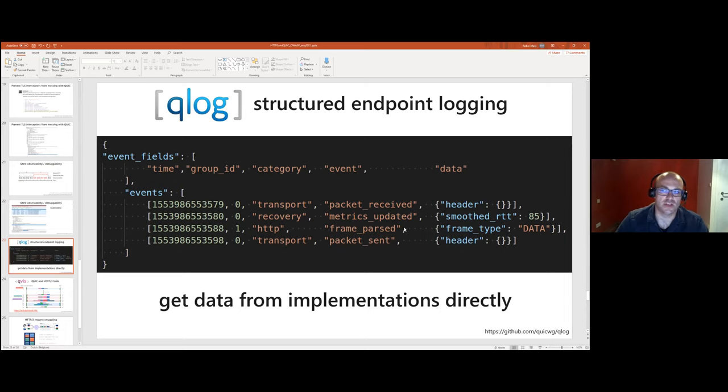So most of the big servers output this format if you configure it. All of the browsers except Chrome. And for Chrome, we have an option, a converter that goes from the internal logging format from Chrome to the QLog format. You can get that, right?